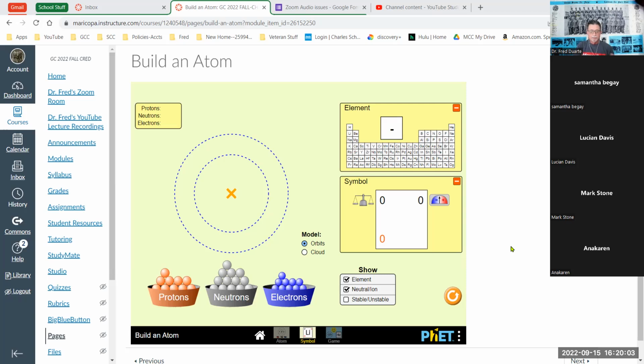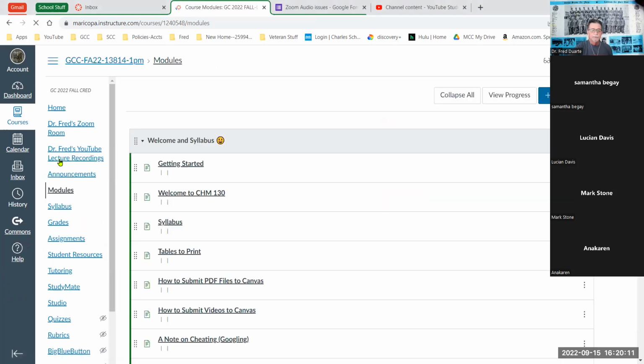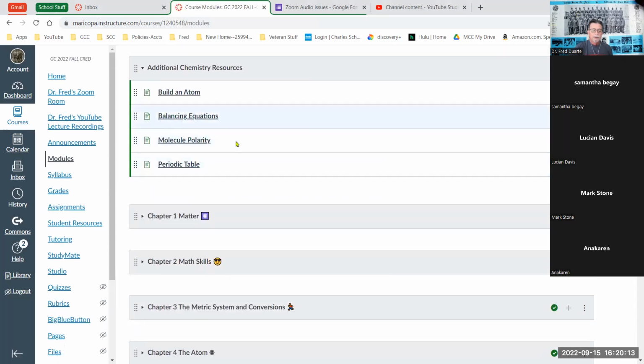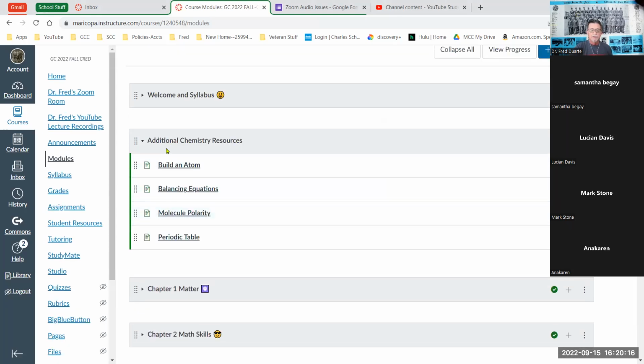Okay, so that put aside, on the course website under the modules, right underneath the welcome and syllabus, there's an additional chemistry resource module. Okay, everybody can see that? Make sure I'm sharing that screen. All right. So you see a couple of simulations that we can use throughout the semester to help you with some aspects about topics we want to talk about.